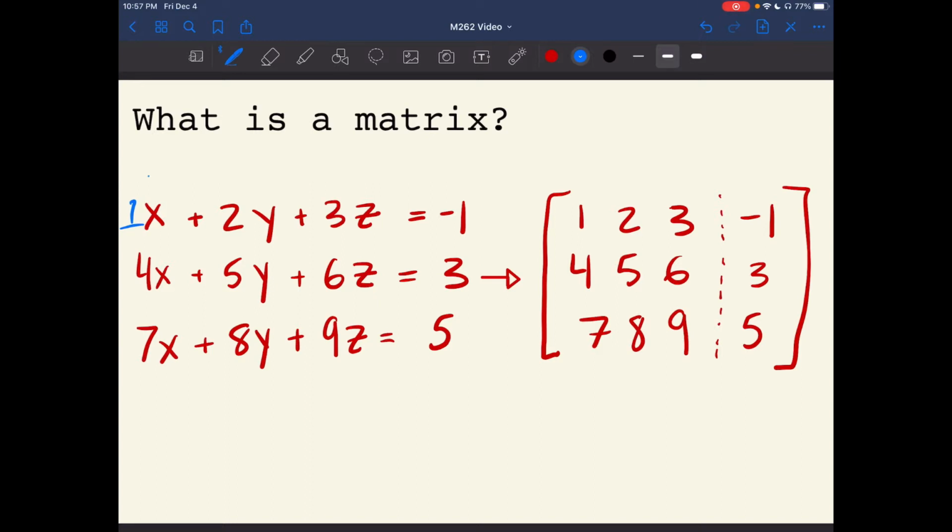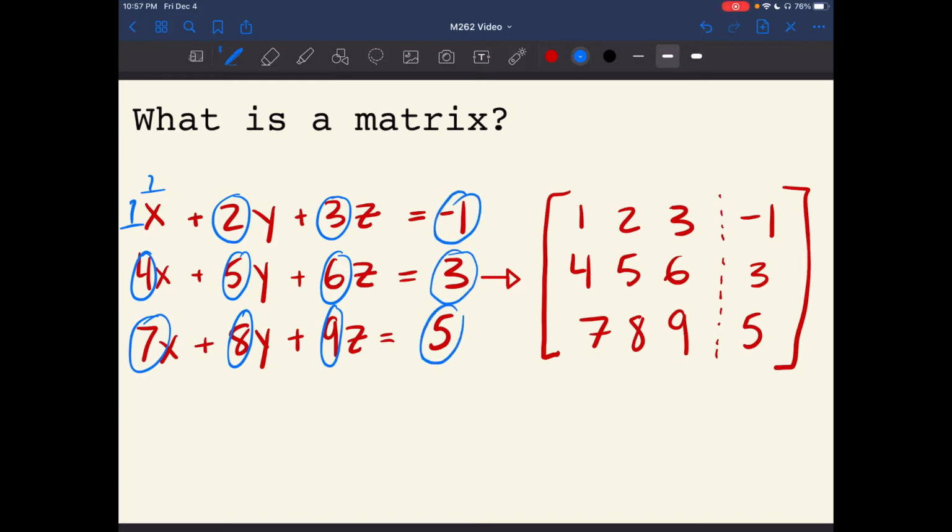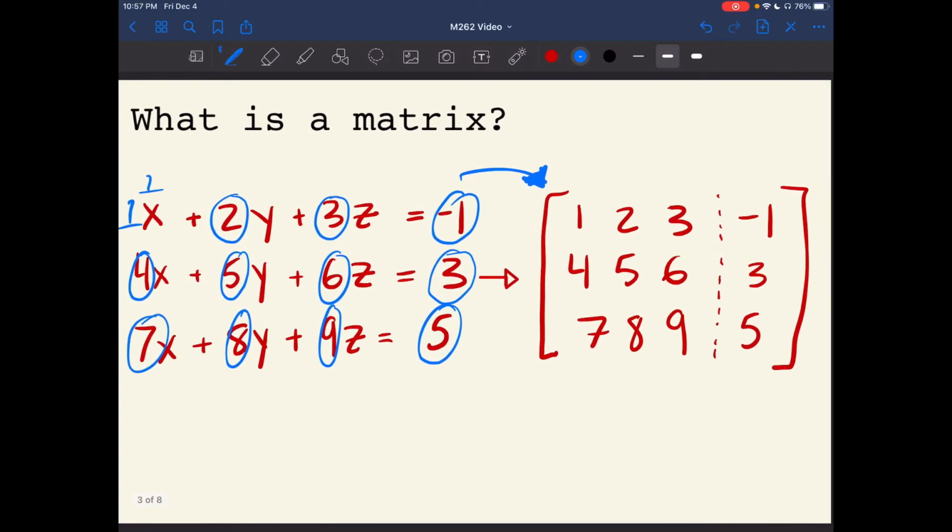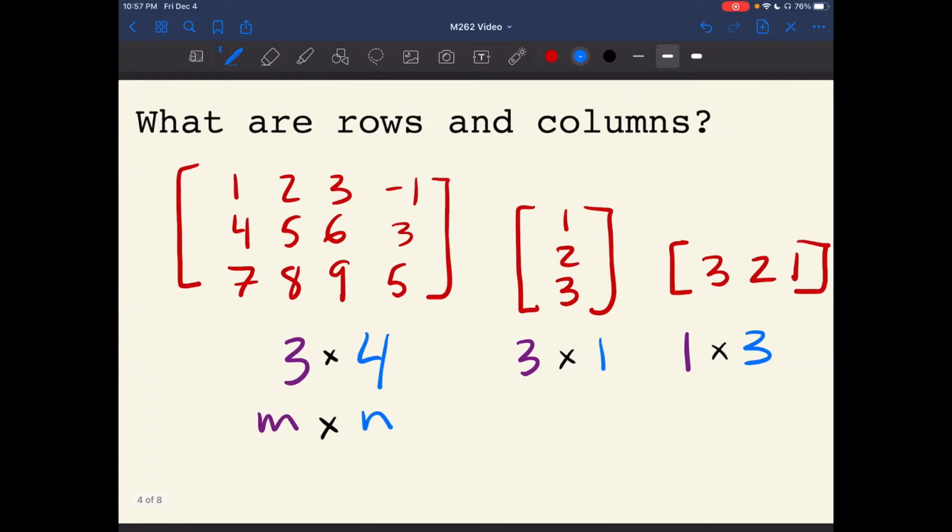So here we have 1, 2, 3, 4, 5, 6, 7, 8, 9. Then we have -1, -3, -5. And we just put them into a matrix and voila, we made our first matrix. As I said, they are sorted by rows and columns. So let's talk about what rows and columns actually are.